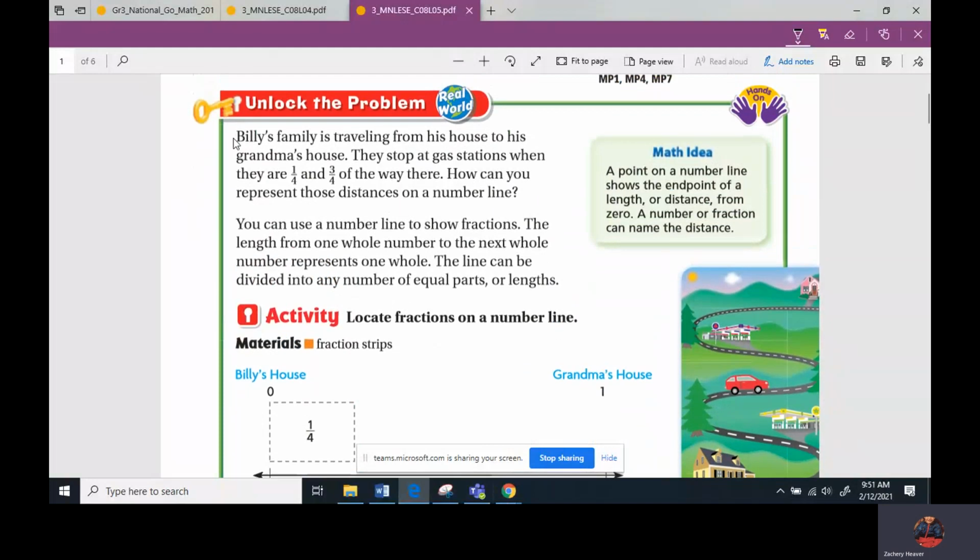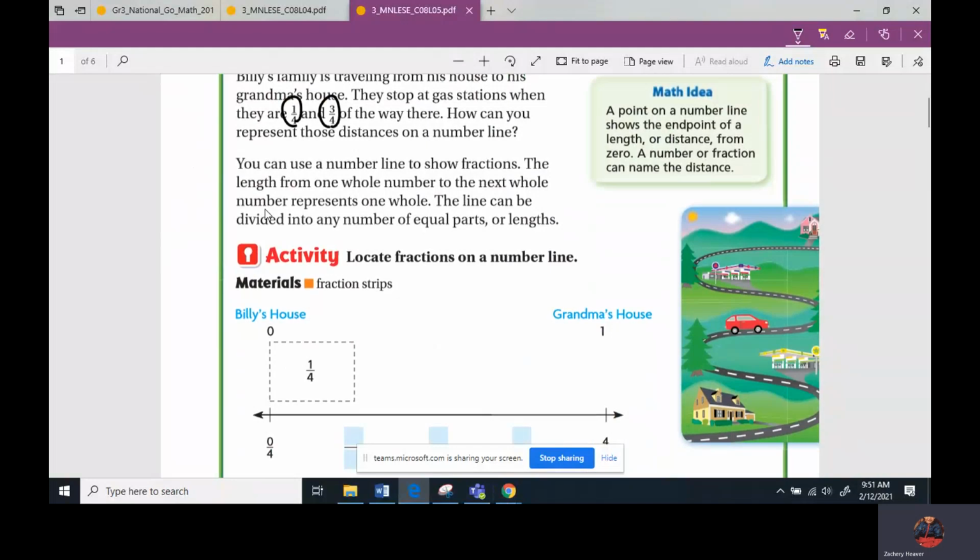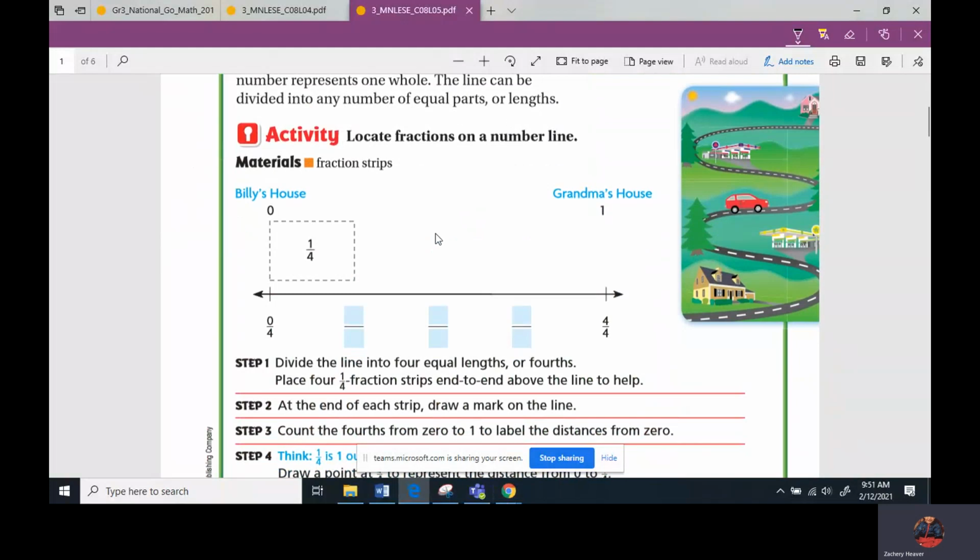Okay? So it says Billy's family is traveling from his house to his grandma's house. They stop at the gas station when they are 1/4 and 3/4 of the way there. How can you represent those distances on a number line? Well, you can use the number line to show fractions. The length from one whole number to the next whole number represents one whole. The line can be divided into any number of equal parts or lengths. So this is represented in fourths.